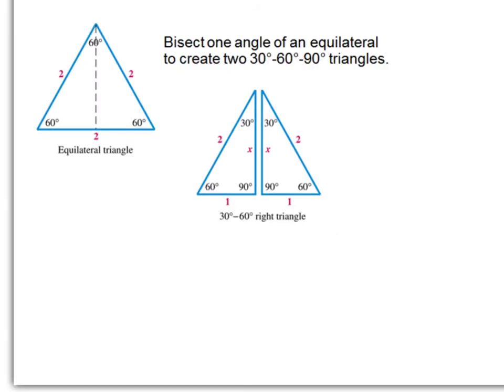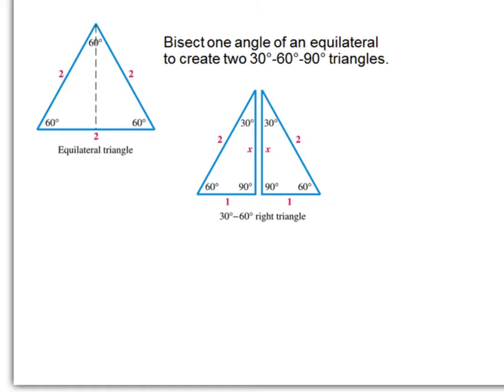Next, we'll look at special right triangles. You should have worked with these in geometry. They've come back to haunt us. What we'll do is we'll start with an equilateral triangle. Remember that equilateral means that all the sides and all the angles are the same, which means that the angles are all 60 degrees. The sides can be any measurement. We are going to assign the value 2 to the side length of this equilateral triangle.